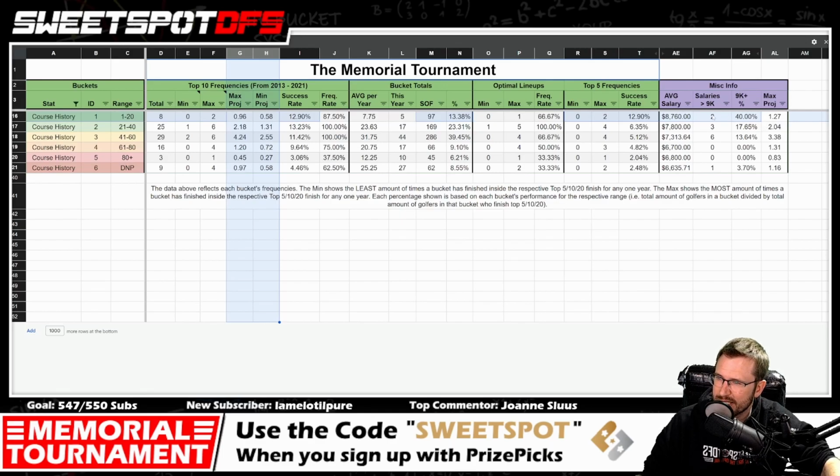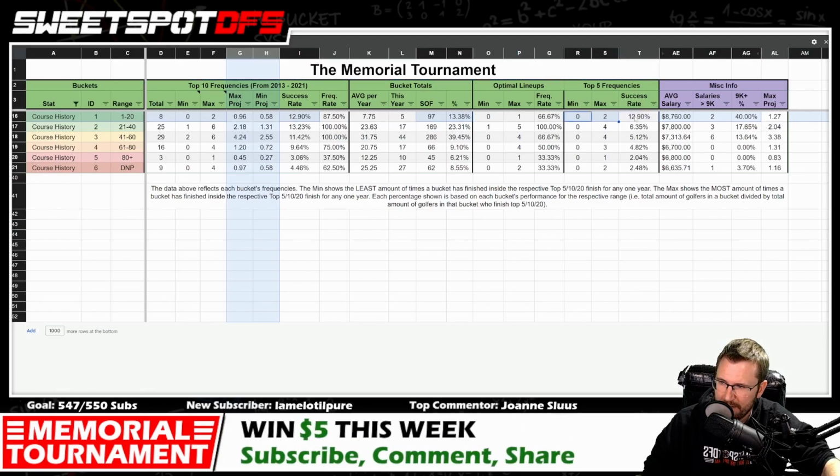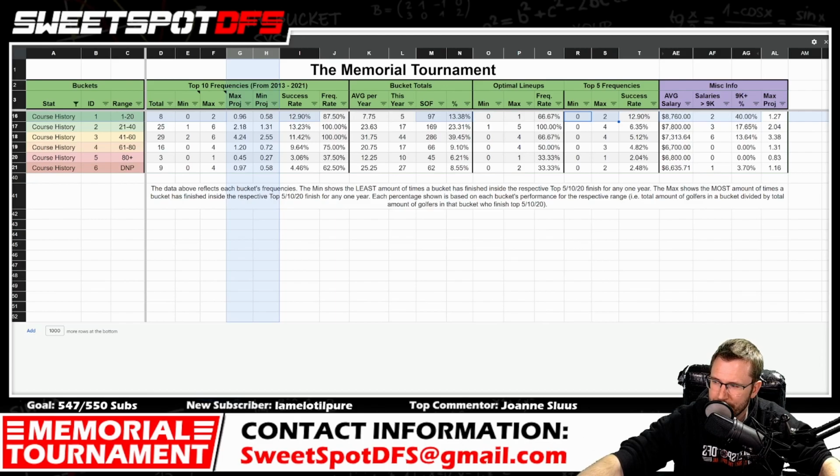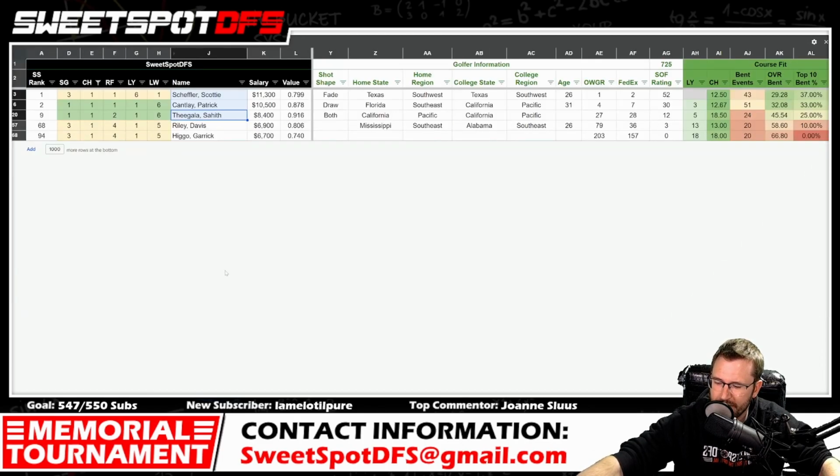It's a decent success rate of finding the top 5 for golfers in this bucket. At least one golfer from this bucket. Man, this is difficult because it's not a lot of golfers in that bucket. 0 to 2 is a very, very friendly projection. I think it's safe.